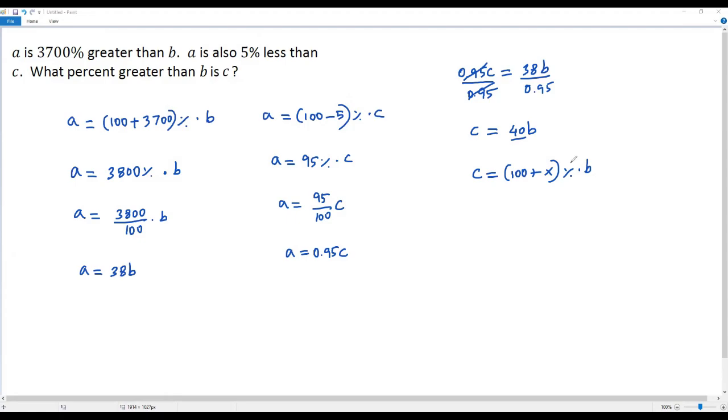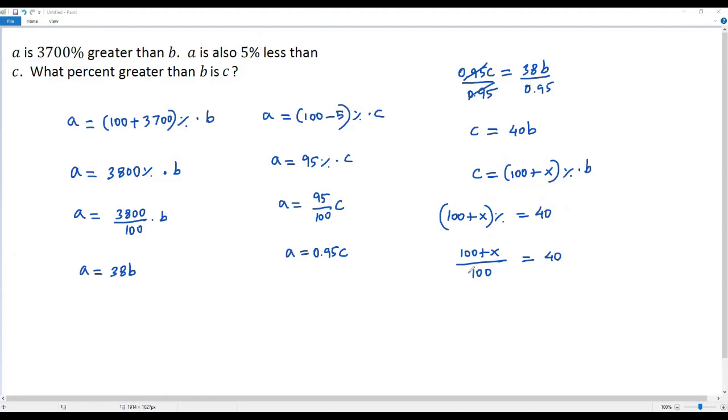At the place of 40, we have 100 positive X percentage. That is, this 100 positive X percentage and this 40 must be equal. Okay, now let me equate them. That is 100 positive X percentage equals to 40. Now we have to solve for X in this equation. Okay, now let's write this percentage as a fraction. Then we get 100 positive X divided by 100 equals to 40.